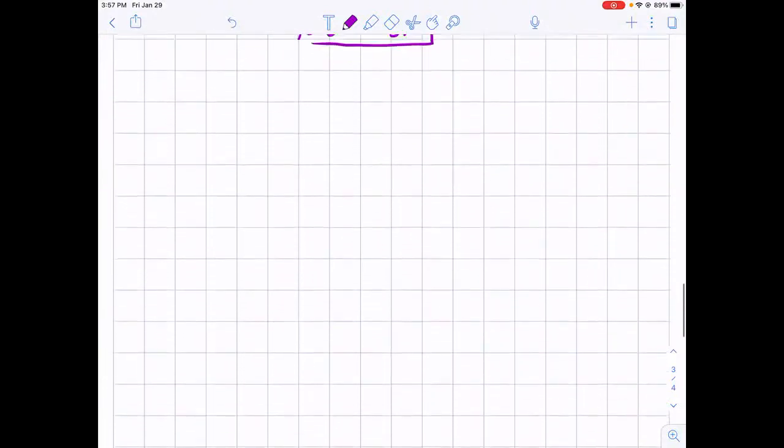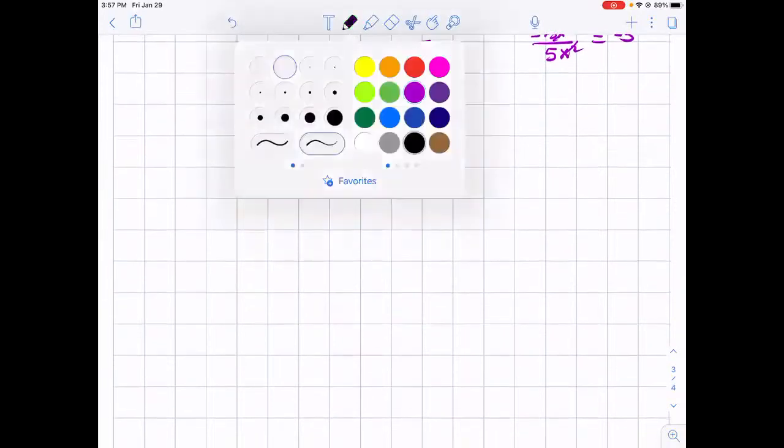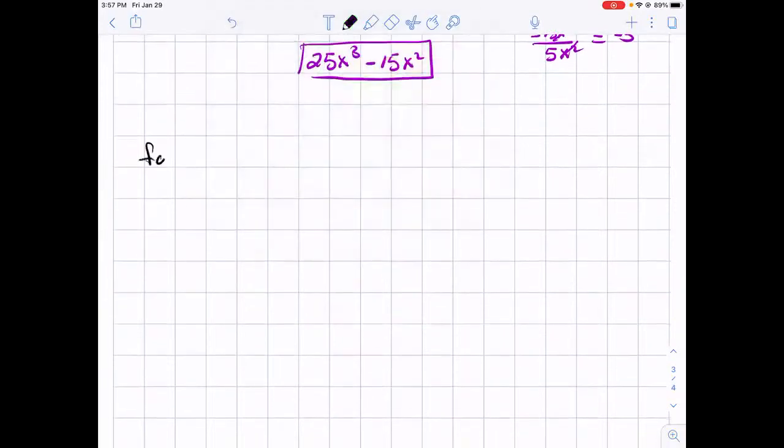Now, the next example I have, how about if I ask you to factor 4x cubed y plus 7x squared y squared.